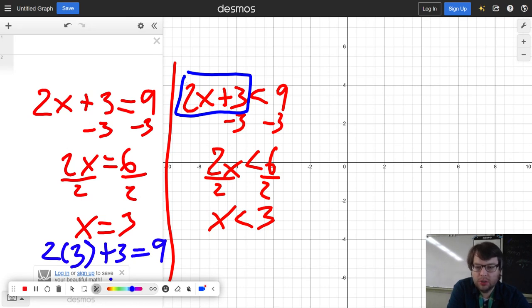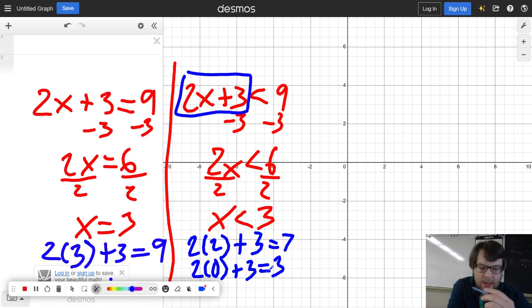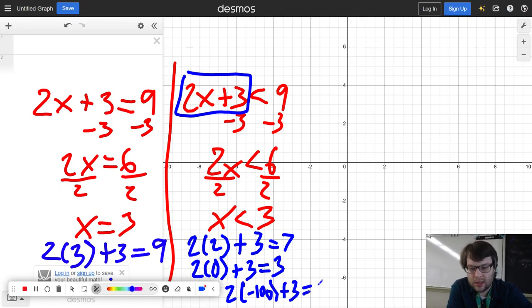For example, the number 2 works. If I do 2 times 2 plus 3, I get 7. That's good. 7 is smaller than 9. The number 0 works. 2 times 0 plus 3 is 3. That also works because 3 is smaller than 9. I could do negative 100, because that's negative 200 plus 3, negative 197. That's smaller than 9. Smaller in the sense of being further to the left on the number line. Okay? So how many solutions are there to this situation?